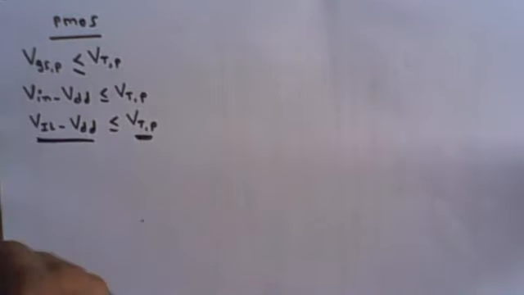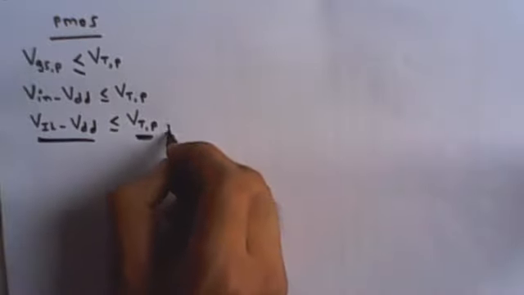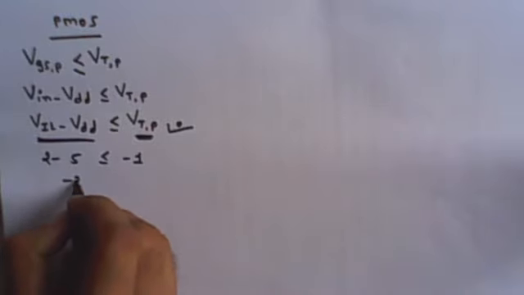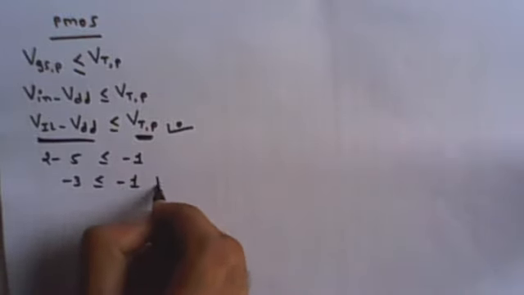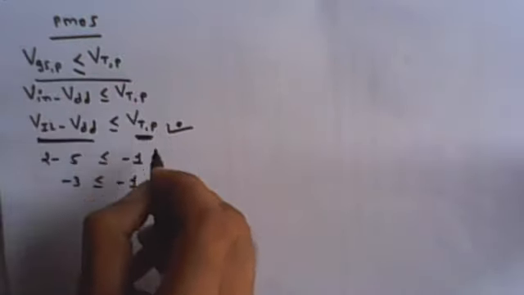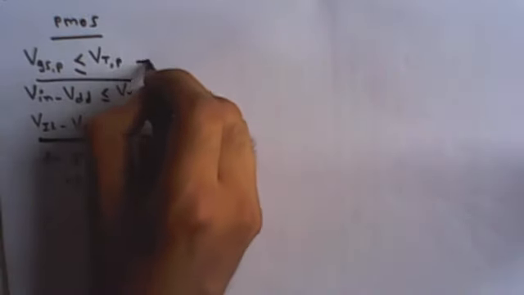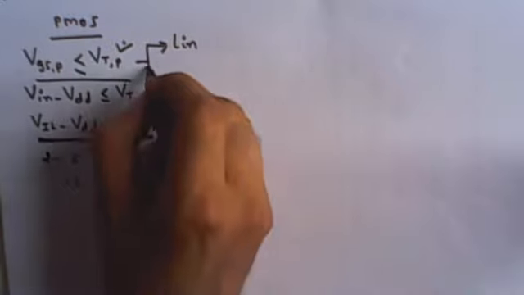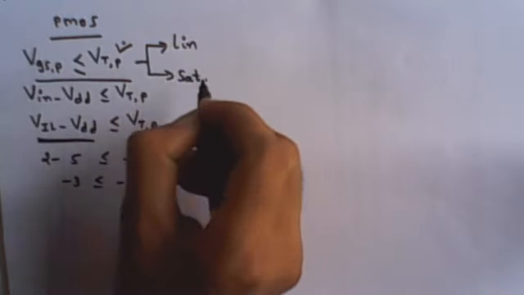So this term is more negative compared to the VTP. So this is satisfied. If we substitute different values, 2 minus 5, is it less than minus 1? Yes, this condition is satisfied. That means the PMOSFET is operating in a conducting state, either in the linear or in the saturation region. Let's check for the linear region.